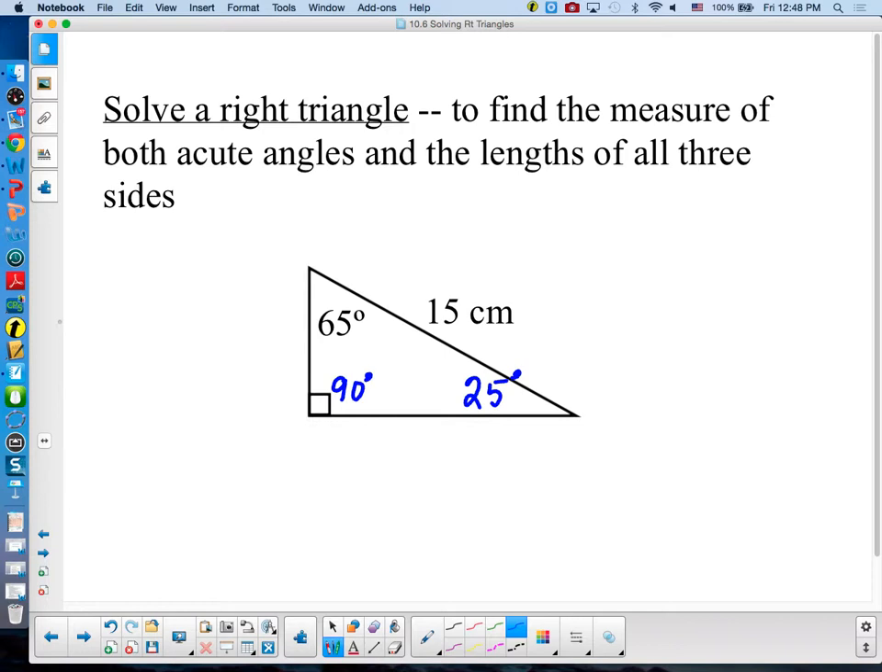We know the hypotenuse is 15. The hypotenuse is always the longest side in a right triangle. Okay, let's try and find the missing sides. Let's try and find this one.